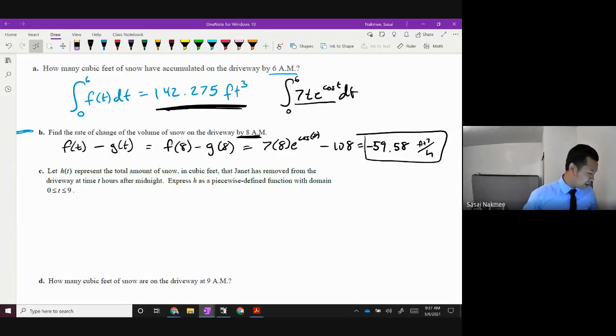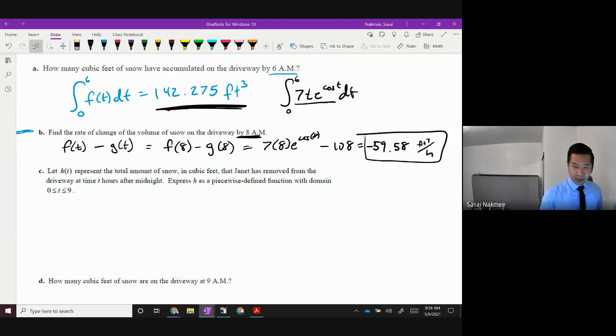Okay. All right, let's go to part C. Let H of T represent the total amount of snow in cubic feet that Janet has removed from the driveway at time T after midnight. So let H express a piecewise function with the domain T between 0 and 9, right? So how much snow is being removed?